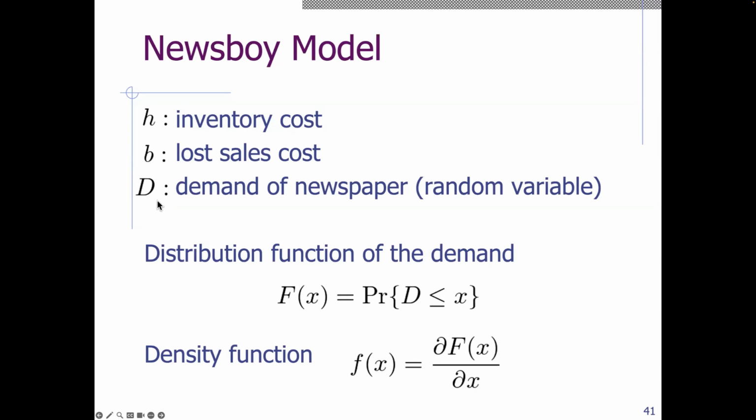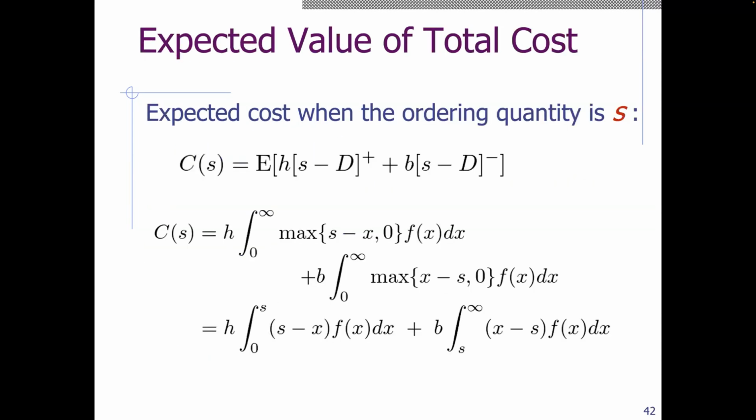The demand D is a non-negative random variable with distribution function capital F and density function f. The decision variable S is the number of units to be ordered at the beginning of the period. Our goal is to find the optimum ordering quantity S that minimizes the expected costs incurred at the end of the period.